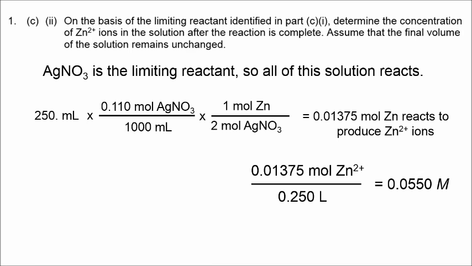Another way you could have done this calculation, an even simpler calculation, would have been to say, all right, we had 0.11 moles per liter of silver. All of that reacts. And because of the 1:2 ratio, the concentration of zinc should be half as much as the initial concentration of silver. So 0.110 divided by 2 would have actually given you the correct answer to this question in a little simpler way. Hopefully that calculation makes sense to you.